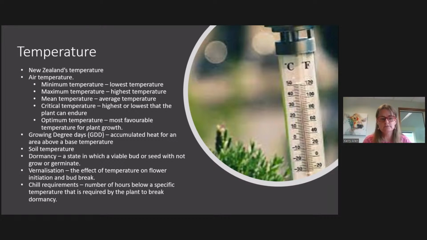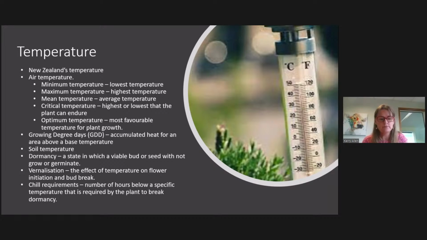So the next one is dormancy. This is particularly when we're looking at buds on fruit trees. They have a dormant period, but also seeds. This is where they just go into hibernation, but often that needs to be broken by some chilling or some way temperature may impact on it. Next one is vernalisation. This will only be looked at if you're looking at fruit trees. This is the effect of temperature on flower initiation. It needs to have a particular temperature for flowering to occur, and also for bud break.